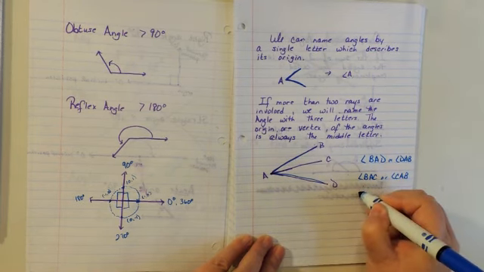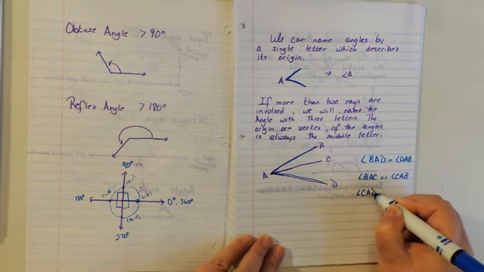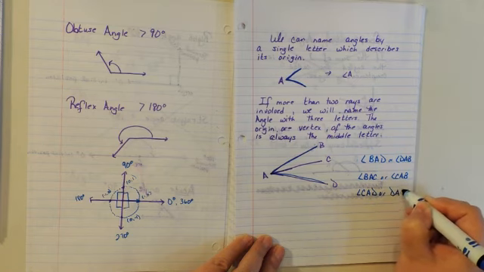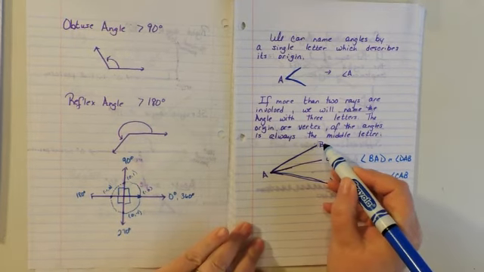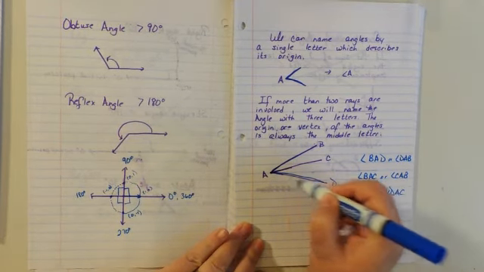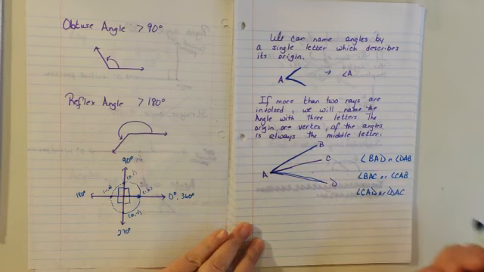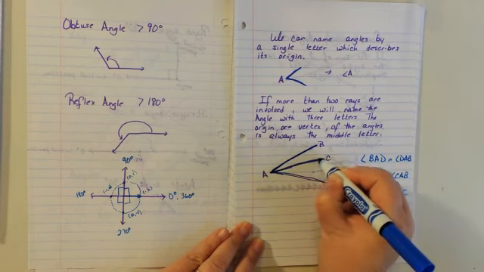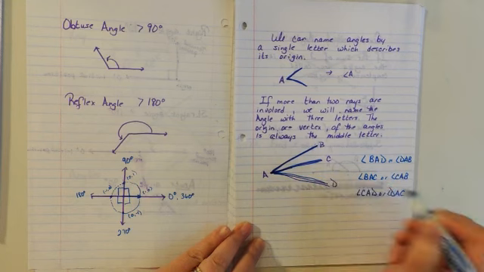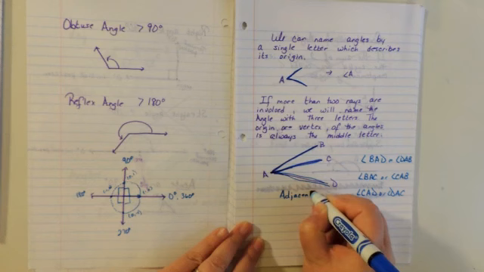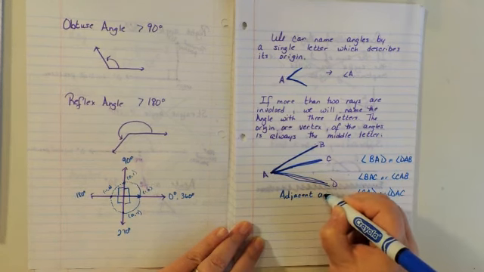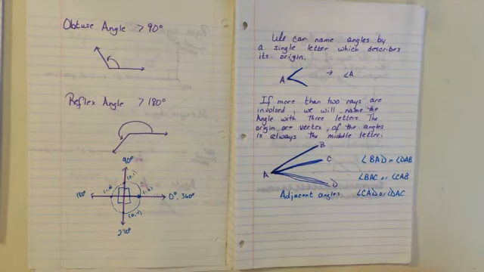This one is CAD or DAC. Angle BAC and angle CAD are next to each other, so they're called adjacent angles. Adjacent just means next to. So BAC is next to CAD, so they are adjacent angles. Okay?